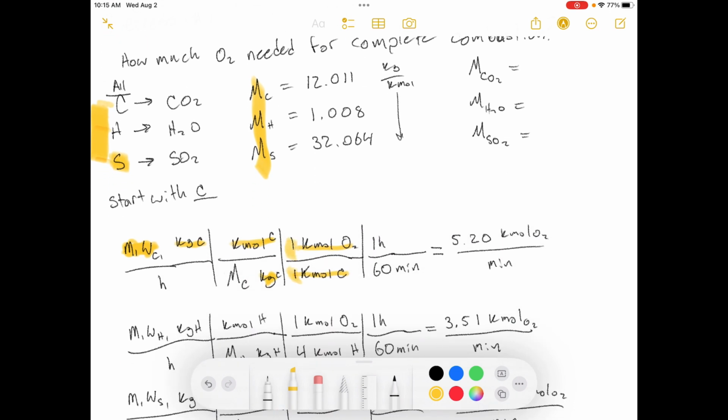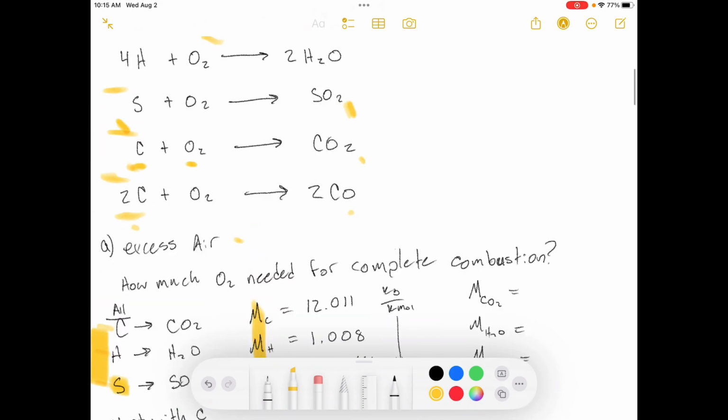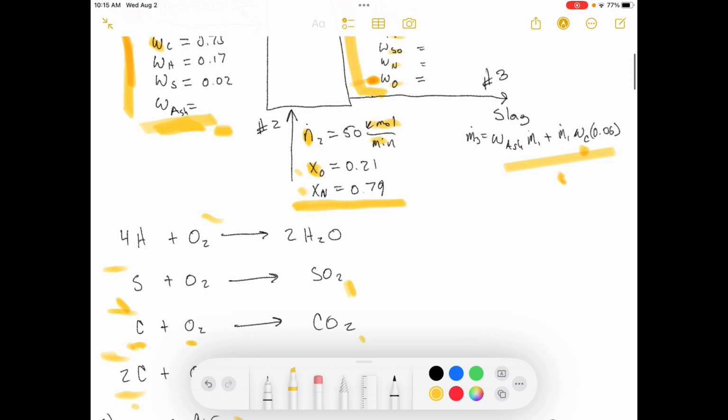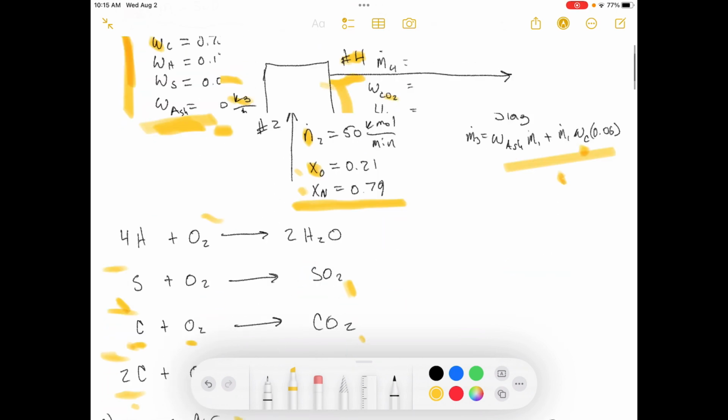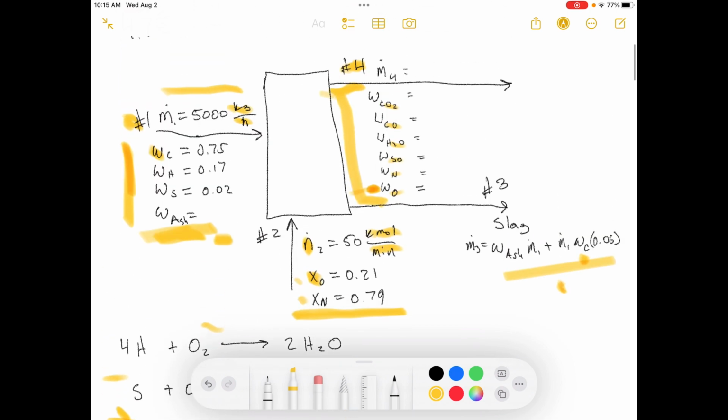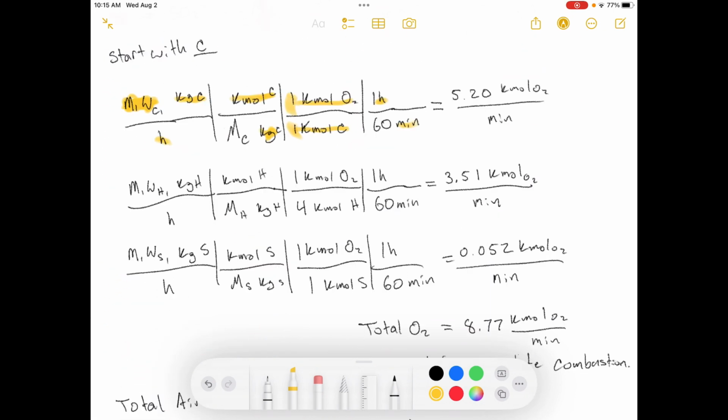So 1-to-1 ratio there. And we need to change it. Remember, our mass flow rate is in hours, so we need to convert that into minutes because our molar flow rate of air is in kilomoles per minute. Remember up here, kilomoles per minute, kilograms per hour. Okay, so that gives us the amount of oxygen we would need to fully combust all of the carbon, okay?